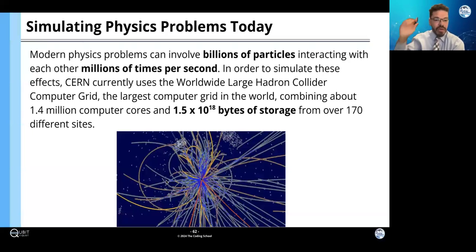So what you got there, the picture's a really pretty picture. Those are particle pathways, right? These modern physics problems we're talking about can involve billions of particles interacting with each other millions of times per second. So the Large Hadron Collider in Europe at CERN, the European Center for Nuclear Research, slams lots of particles together and sees what comes out. And it's how we study particle physics, how we study the basic rules of reality, right? You need 1.5 times 10 to the 18 bytes of storage to deal with that. Okay, that's way too much for anybody to handle by hand.